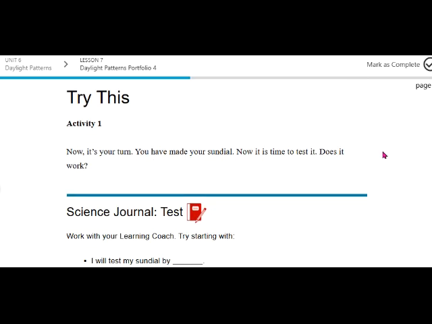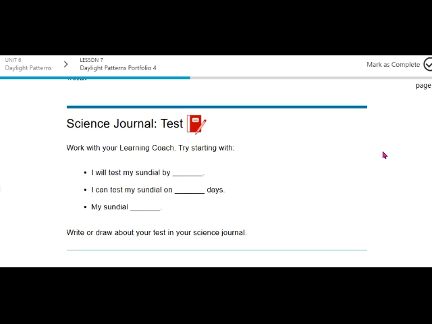Now it's your turn. You have made your sundial and now it is time to test it. Does it work? You can record your information in your science journal. Try starting with some of these sentences. I will test my sundial by. I can test my sundial on blank days. Write or draw about your test in your science journal.